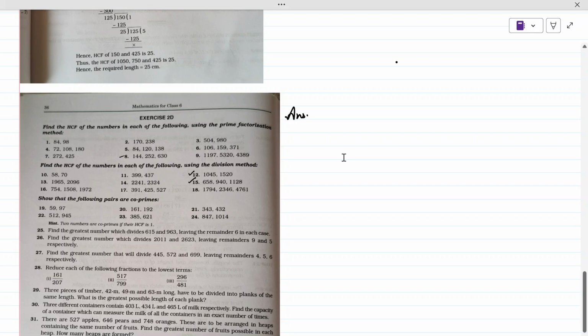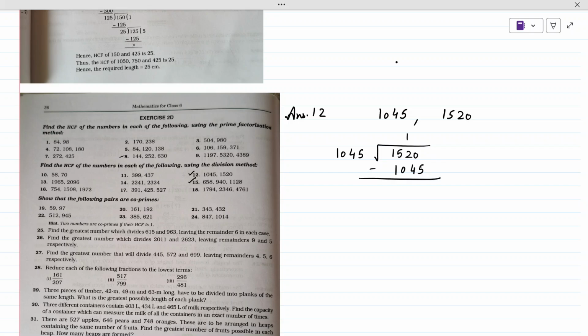Yeah, so question number 12, we have 1045 and 1520. So we know how we have to do this. We will divide 1520 by 1045. So this will be 1045. Then subtraction, 10 minus 5 will give you 5. 11 minus 4 will give us 7 and 4 here. Okay. And now this is not 0. So step 2, again divide 1045. Right. So this will be 475 into 2.